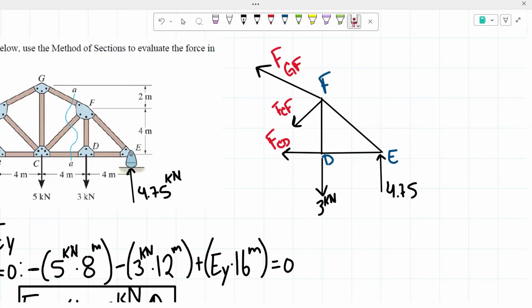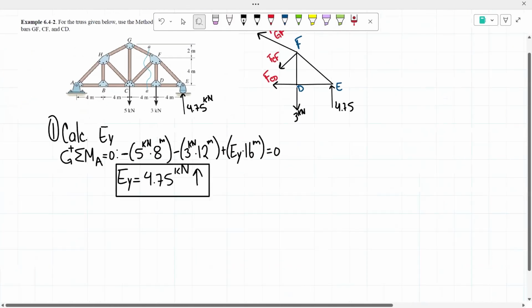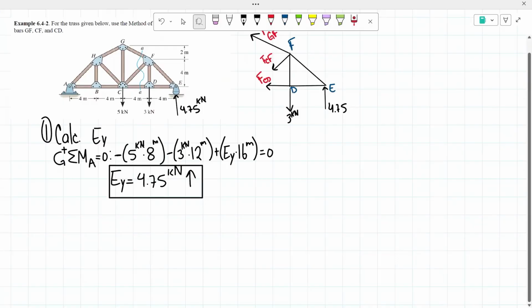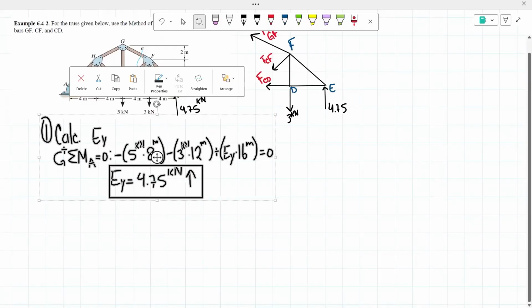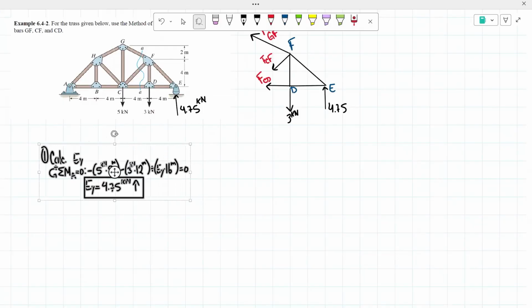So now the next step would be using the method of sections. So I'm going to go ahead and just make this a bit smaller. There we go.